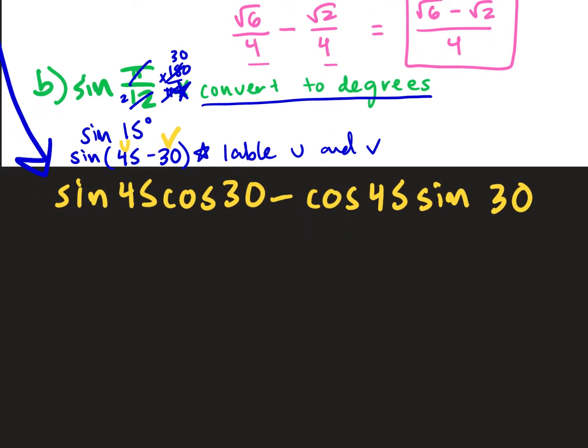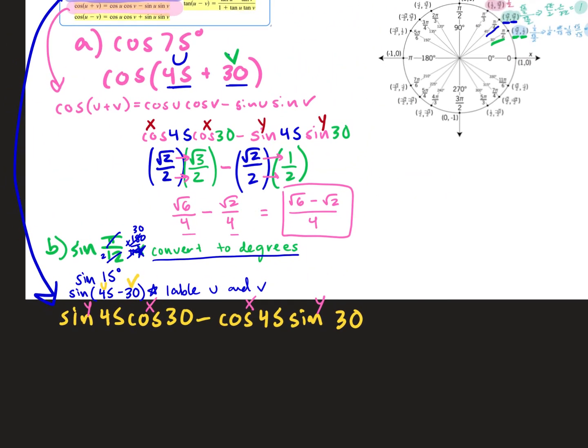All right. So sine, we look at which value on our unit circle? We look at the y values. And cosine, we look at the x values. So I'm going to go to my unit circle to 45. And what's my y value at 45 degrees? Square root 2 over 2. Then I'm going to look for my x value where cosine is 30. What's my x value where cosine's 30? Square root 3 over 2.